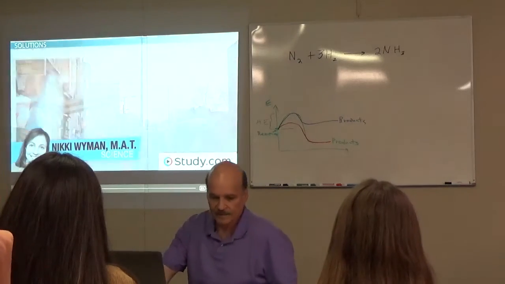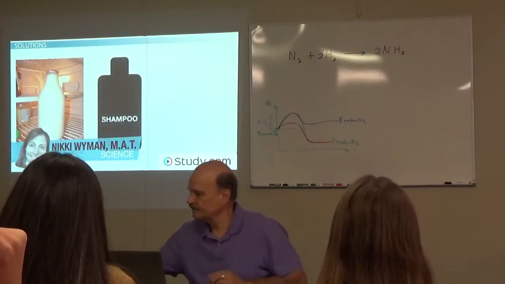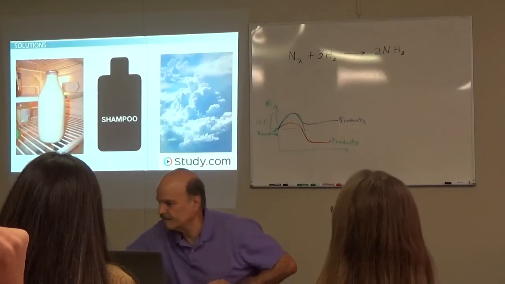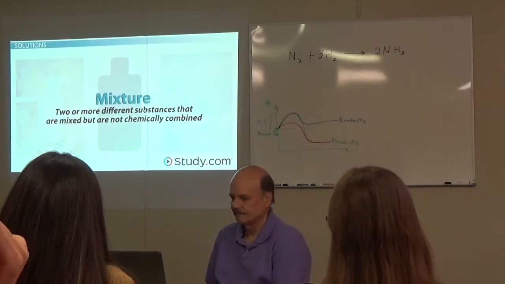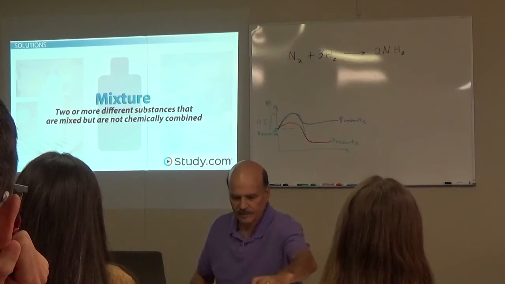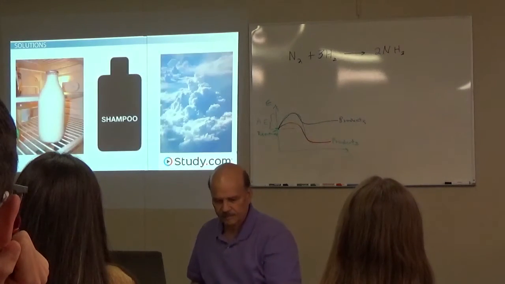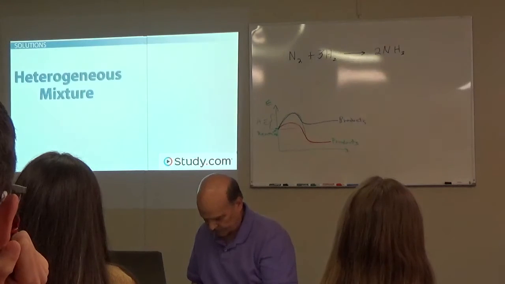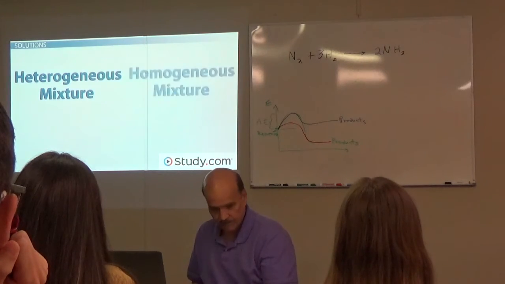Mixtures. Milk is a mixture. Shampoo is a mixture. Air is a mixture. A mixture is 2 or more substances that are mixed but are not chemically combined. There are 2 different kinds of mixtures, heterogeneous and homogeneous.